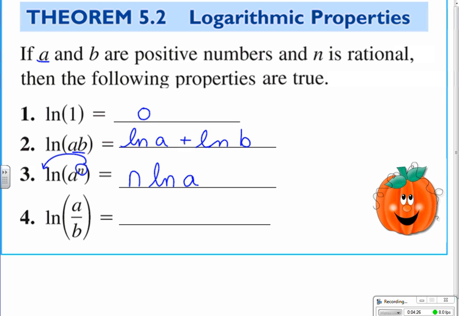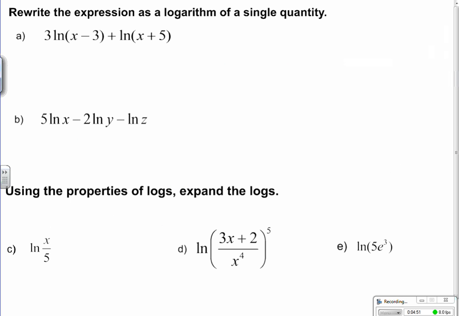And remember, they've restricted already the domain so that a and b are positive values. That's why I'm not drawing absolute value signs around them. Finally, the division or the quotient property here for natural logs, it allows us to break this into 2 logs, natural log a minus natural log b. Good ones to remember.